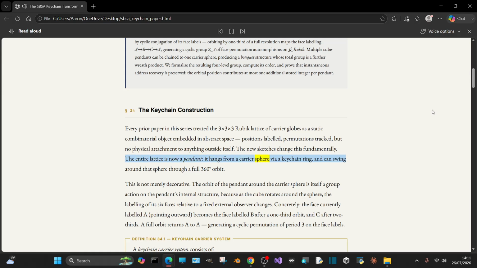It hangs from a carrier sphere via a keychain ring, and can swing around that sphere through a full 360 degree orbit. This is not merely decorative. The orbit of the pendant around the carrier sphere is itself a group action on the pendant's internal structure, because as the cube rotates around the sphere, the labeling of its six faces relative to a fixed external observer changes. Concretely, the face currently labeled A, pointing outward, becomes the face labeled B after a 1/3 orbit, and C after 2/3. A full orbit returns A to A, generating a cyclic permutation of period 3 on the face labels.